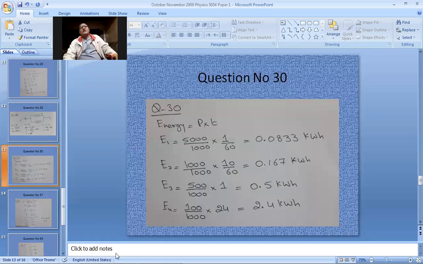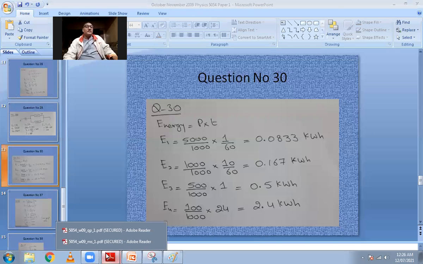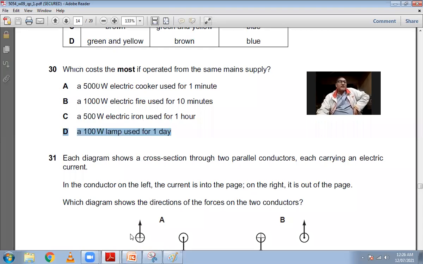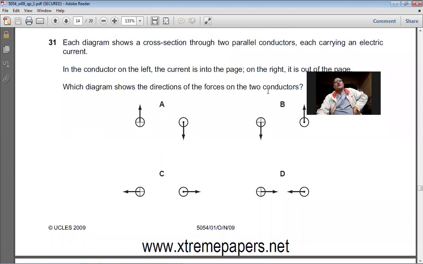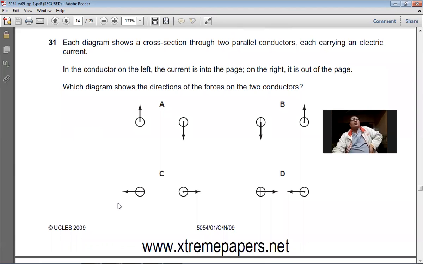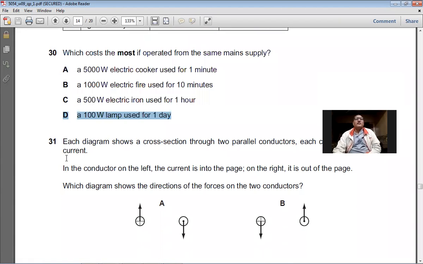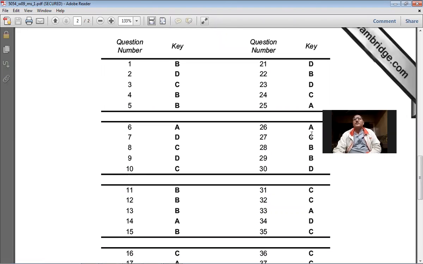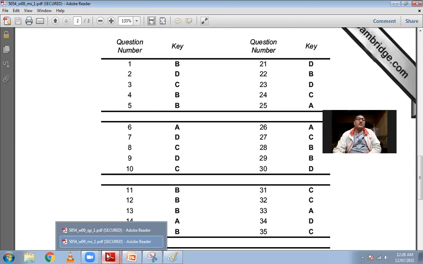So let's go to question number 30. It will be the most expensive. Let me check the answer. Question number 30, D is the right option.